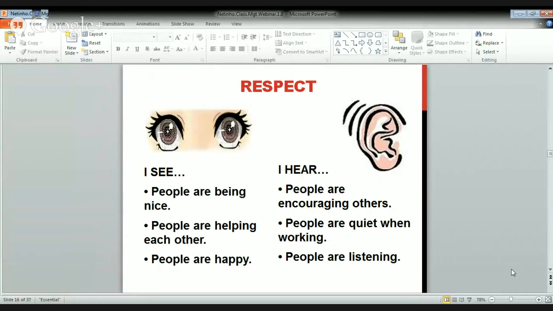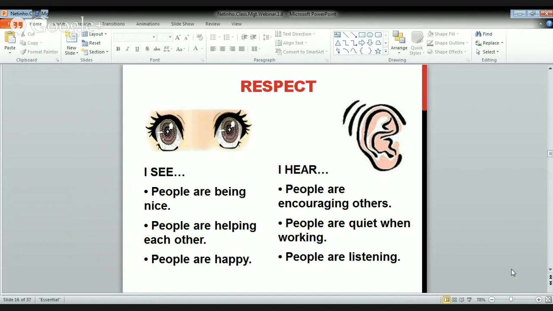Okay, but remember, on your first day of school, you must explain these rules. So maybe this primary teacher would go over the rules first verbally. Maybe she wants the students to do a little choral reading, to have them also read the rules. And then maybe she wants the students, remember this is primary, to draw the rules. So she might ask the students to draw, what does "I see people are being nice" look like? What does "I see people are helping each other" look like?